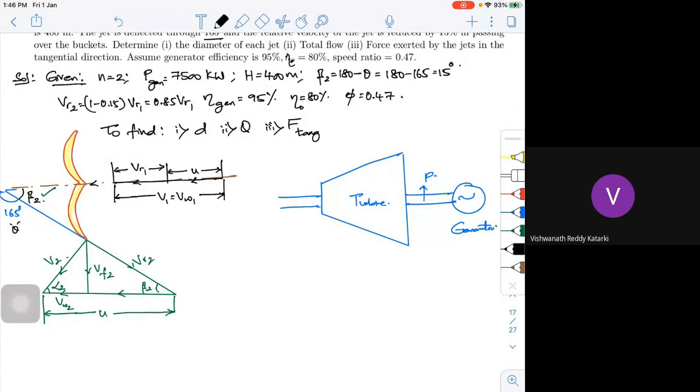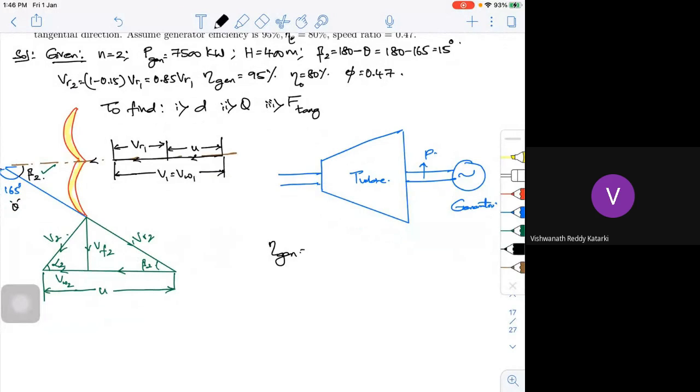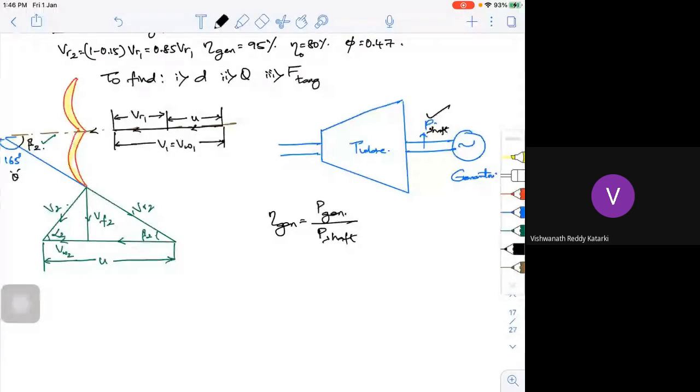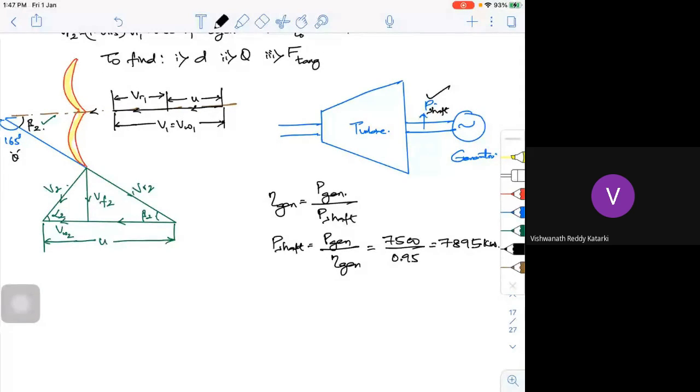So what does generator efficiency mean? Generator efficiency is the ratio of the power available at the generator to the power available at the shaft. If I call this the shaft power and take the ratio, I get the generator efficiency. So shaft power is equal to generator power divided by generator efficiency, that is 7,500 divided by 0.95, which is 95%. I am getting around 7894.75, or 7895 kilowatts. So your shaft power is more, 7895 kilowatts, and your generator power is around 7,500 kilowatts. This is how you can find your shaft power.